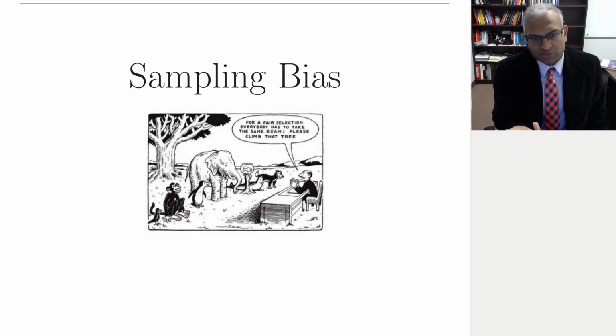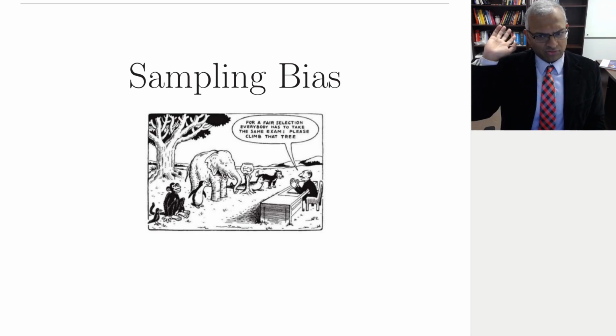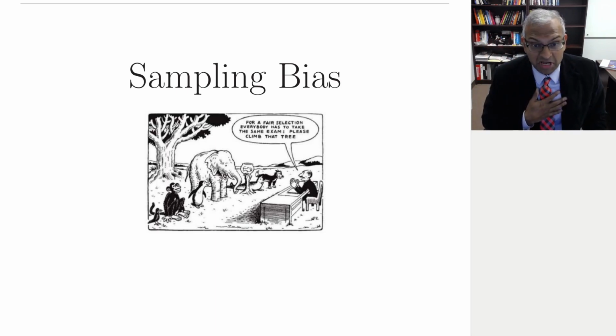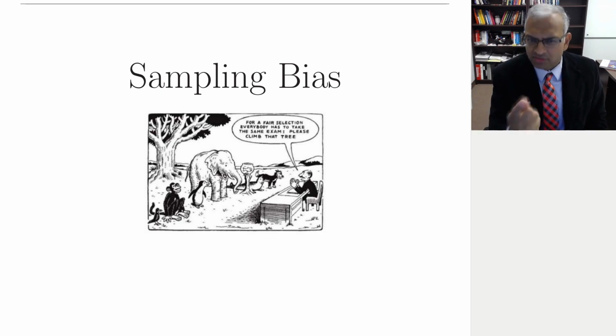Okay, and obviously what's going to happen here? Only the monkeys make it into the medical trial. You find that your drug works well on monkeys and then you apply it to the whole animal population and surprise, surprise, it's a disaster. This is a classic example where the filtering process introduced a sampling bias.